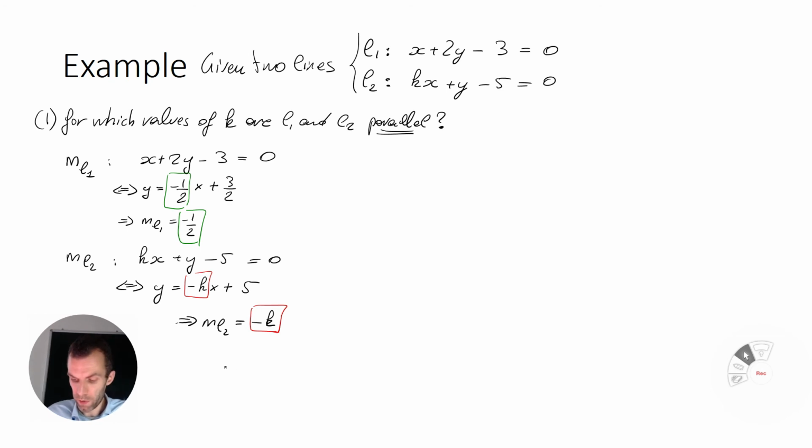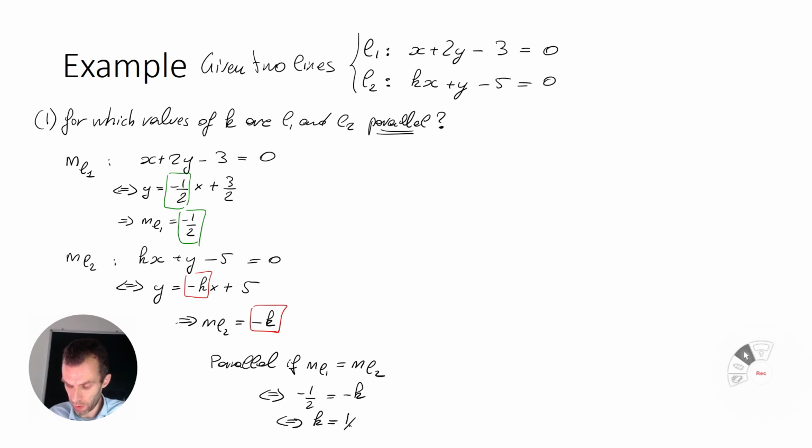And from that, we know that the two lines are parallel if their slopes are the same. So m_L1 is equal to m_L2. So that means that negative 1/2 is equal to negative k. And that means that k is equal to 1/2.